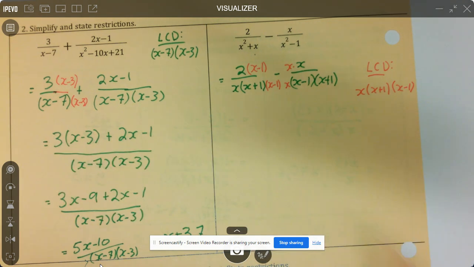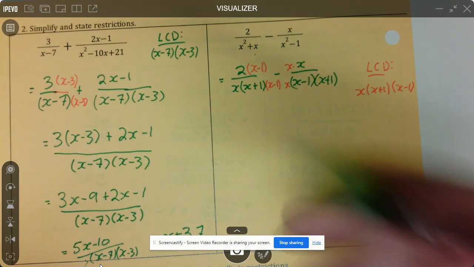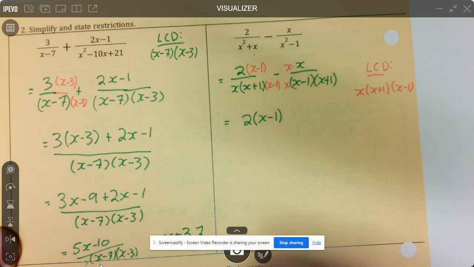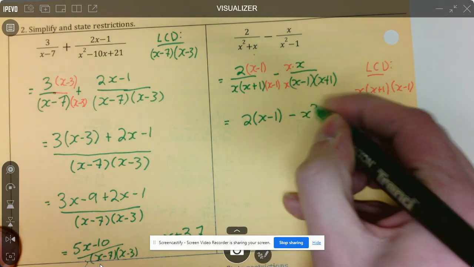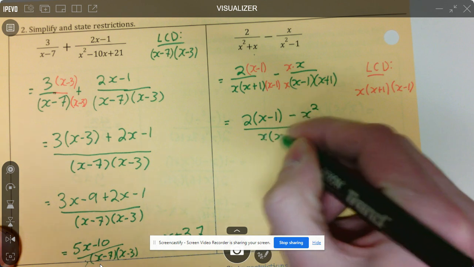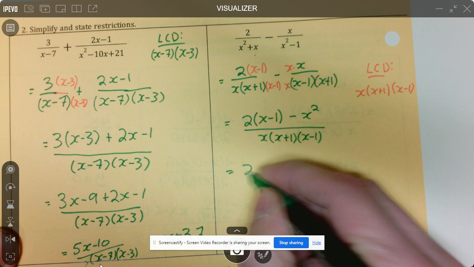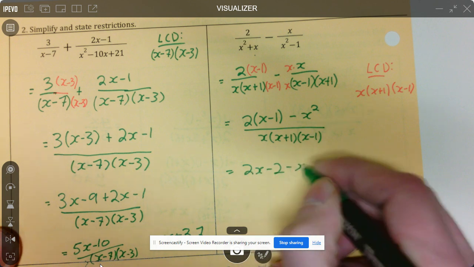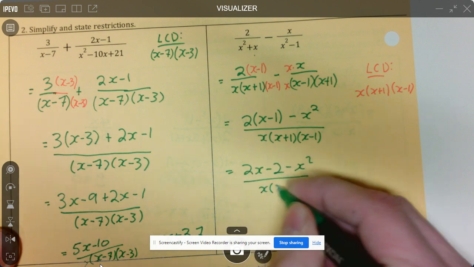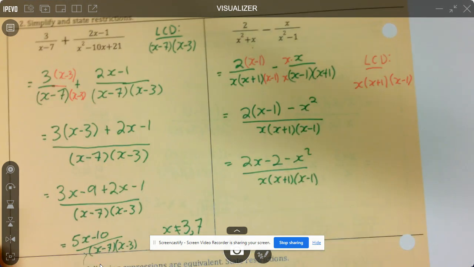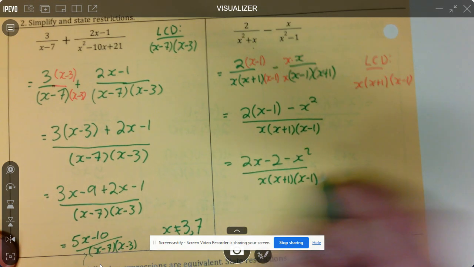So once I've got the same denominator in each expression, I can rewrite my subtraction problem over that common denominator. And then my last step is just to expand and simplify my numerator as best I can. In this case, I could leave it like this.